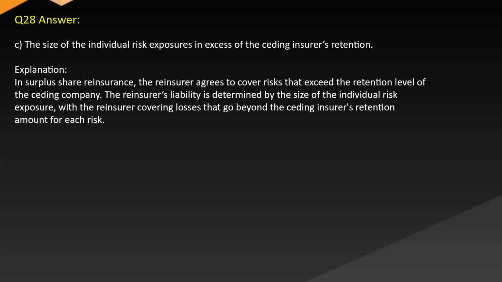Answer C. The size of the individual risk exposures in excess of the ceding insurer's retention. Explanation: in surplus share reinsurance, the reinsurer agrees to cover risks that exceed the retention level of the ceding company. The reinsurer's liability is determined by the size of the individual risk exposure, with the reinsurer covering losses that go beyond the ceding insurer's retention amount for each risk.